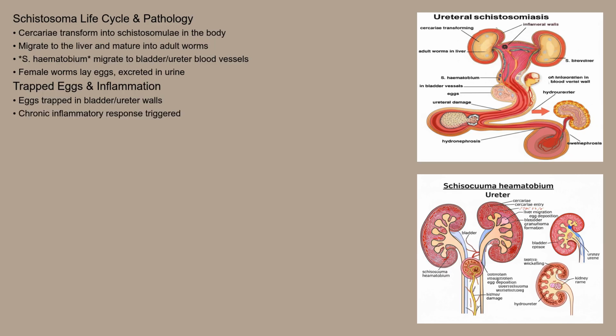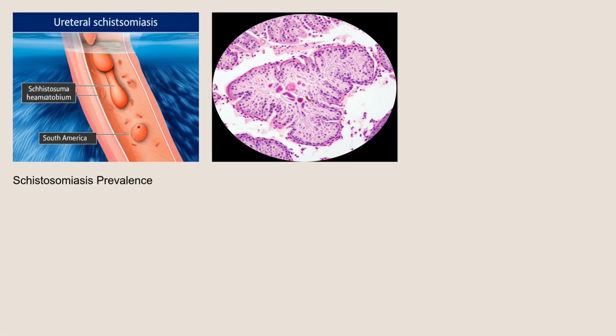This can result in ureteral thickening, narrowing or stricture, hydroureter, dilation of the ureter, and hydronephrosis, dilation of the kidney due to backflow of urine. Schistosomiasis, in general, is prevalent in many tropical and subtropical regions, particularly in Africa, the Middle East, and parts of South America and Asia. Ureteral involvement is a common manifestation of Schistosoma haematobium infection, making it a significant public health concern in these endemic areas.